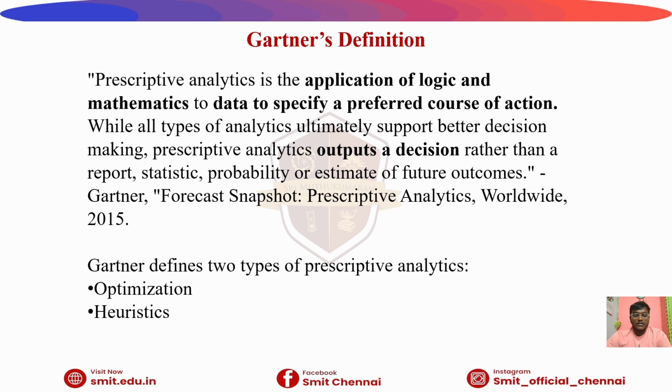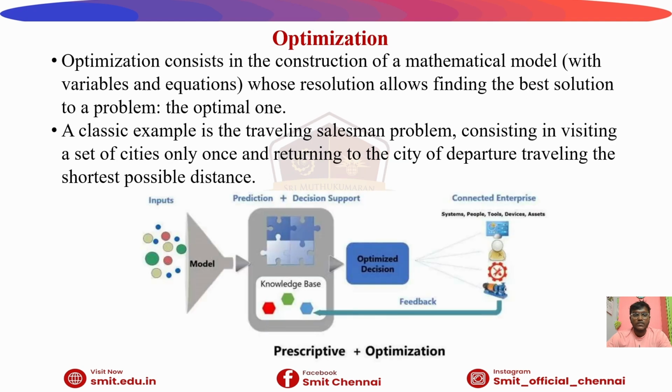Gartner's definition describes two types of prescriptive analytics. One is optimization, a mathematical model to find the best solution. The other is heuristic, rule-based approaches for complex problems. First, we will look at optimization.